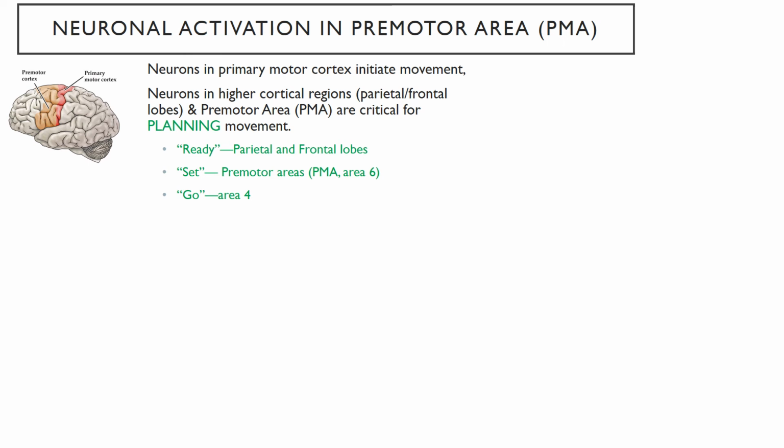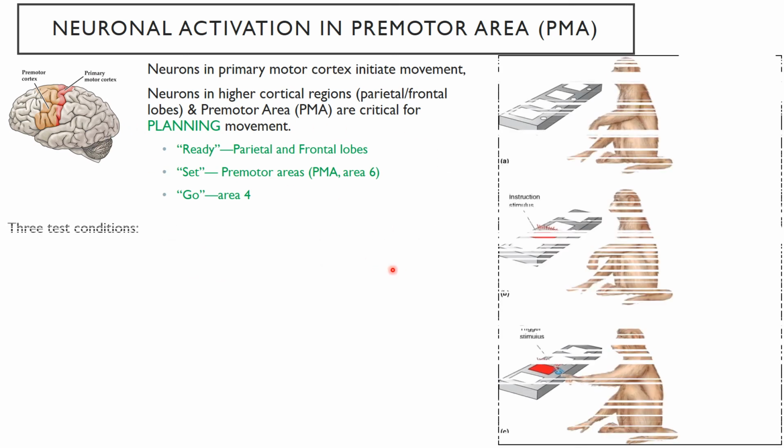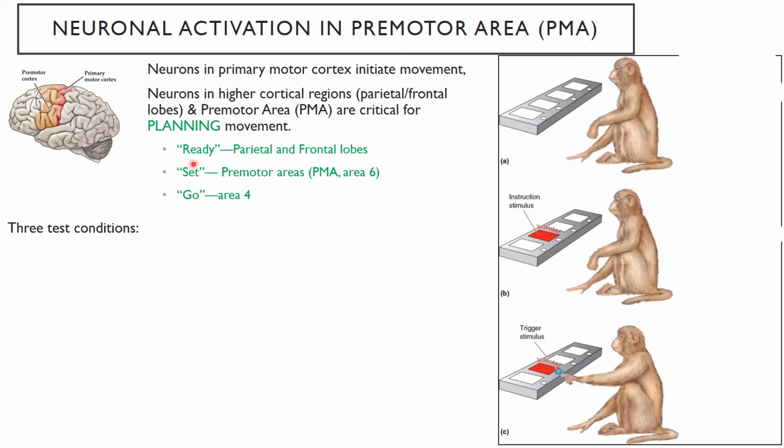There are also premotor planning areas that are involved with this as well. So the neurons in the higher cortical regions, in the parietal and frontal lobes, in the premotor area, are critical for this planning of movement. There are three steps to this process. We have the ready: we're paying attention. Set: okay, I've thought about what I'm going to do. And then go is now doing it. We can set up the activity of this through various test conditions.